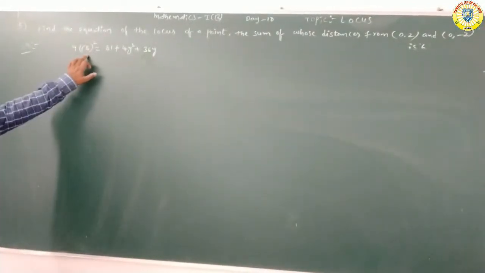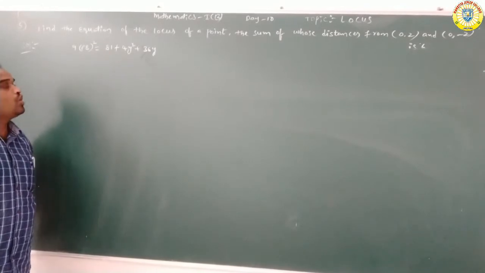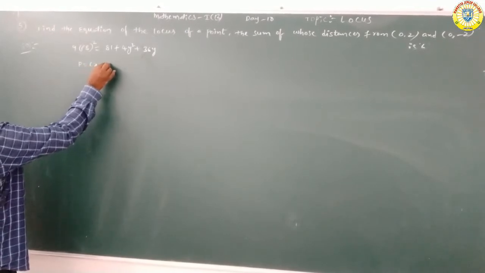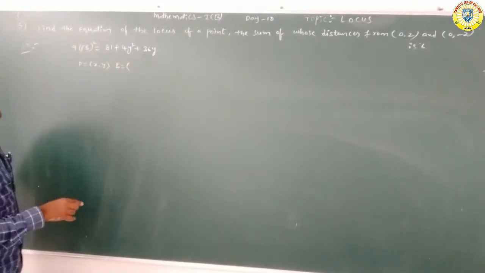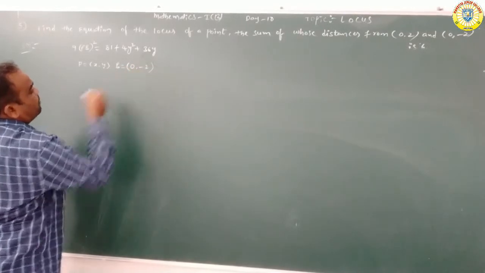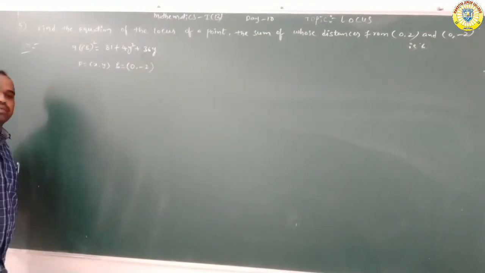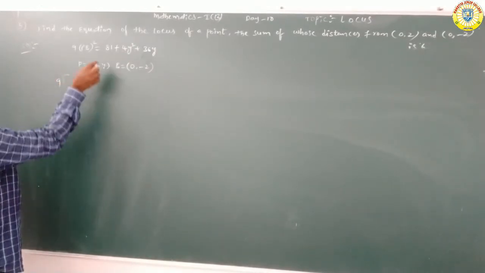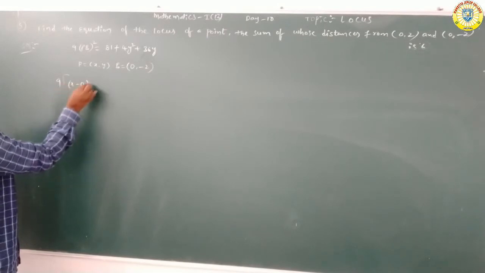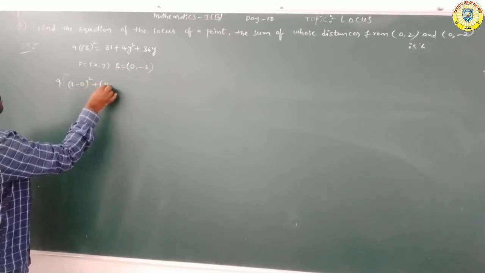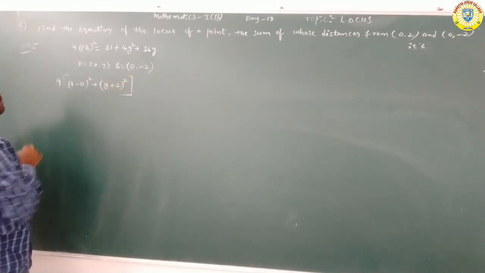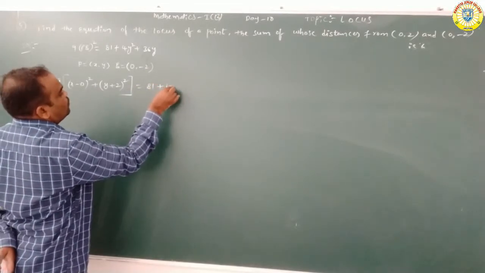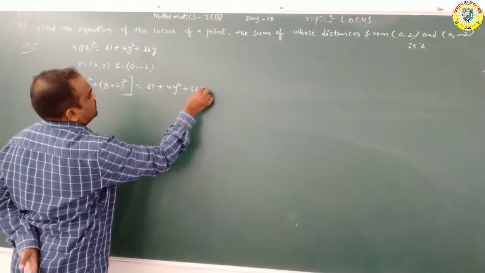See, 9 into PB whole square is equal to 81 + 4y square + 36y. So we know that P is equal to (x, y). B is equal to, what is the value of B, sir? (0, -2). That is PB. So 9 into PB square: here (x - 0) whole square plus (y - (-2)), which is nothing but (y + 2) whole square, is equal to 81 + 4y square + 36y.